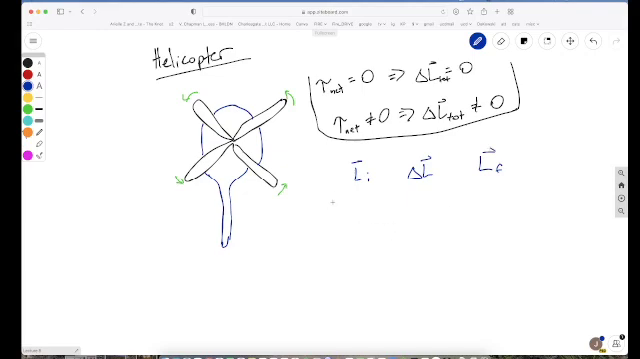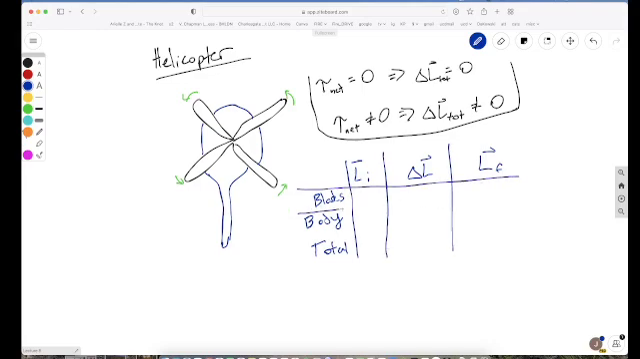And as our system, I want to include the blades as one piece, the body of the helicopter as another, and then we'll have our total. Because I made this choice, there is no net external torque applying. It's just these two things that are free to spin. The helicopter is in the air. So let's say the helicopter is just floating. It's not moving up or down, forward, back. It's just staying in the same place, floating in the air.